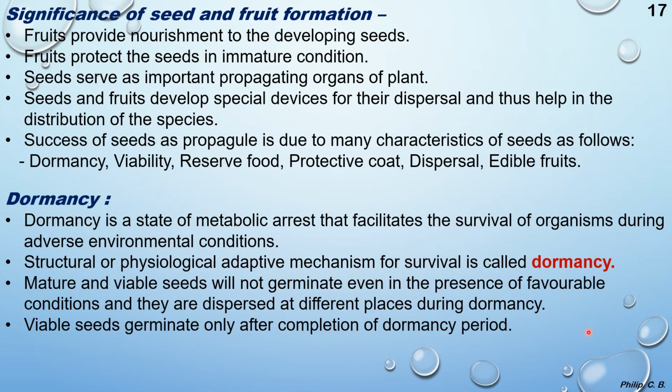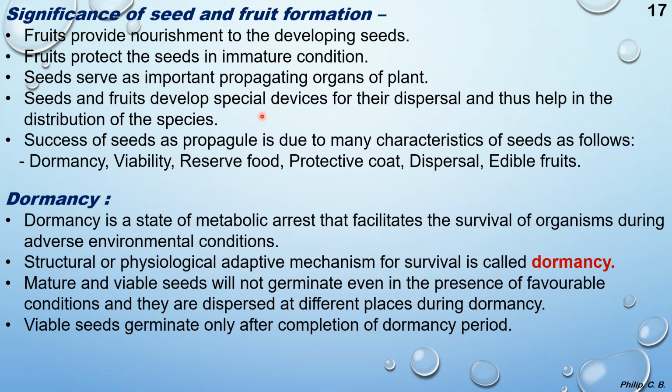Now, what is the significance of seed and fruit formation? What is the importance? Fruits provide nourishment to the developing seeds. Fruits protect the seeds in immature condition. Third, seeds serve as important propagating organs of plants, which means they help to further produce new offspring, right? Seeds and fruits develop special devices for their dispersal and thus help in the distribution of species.